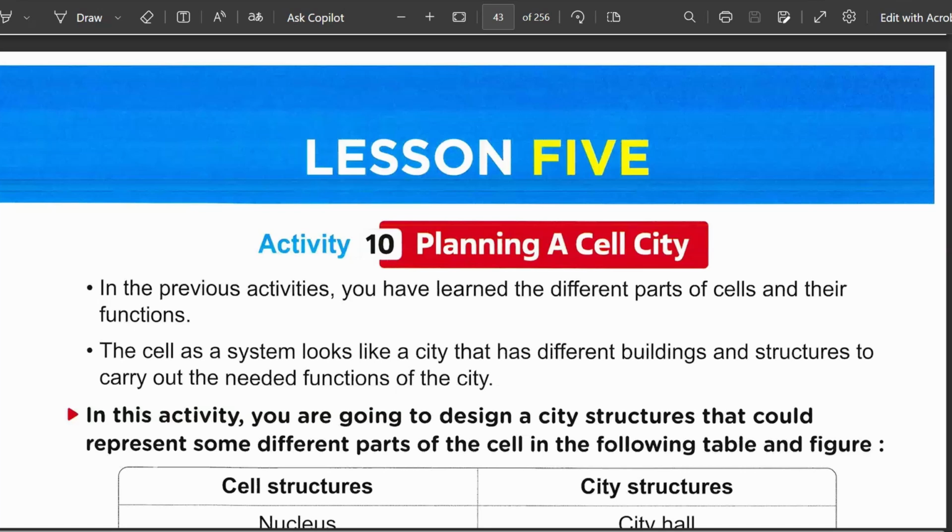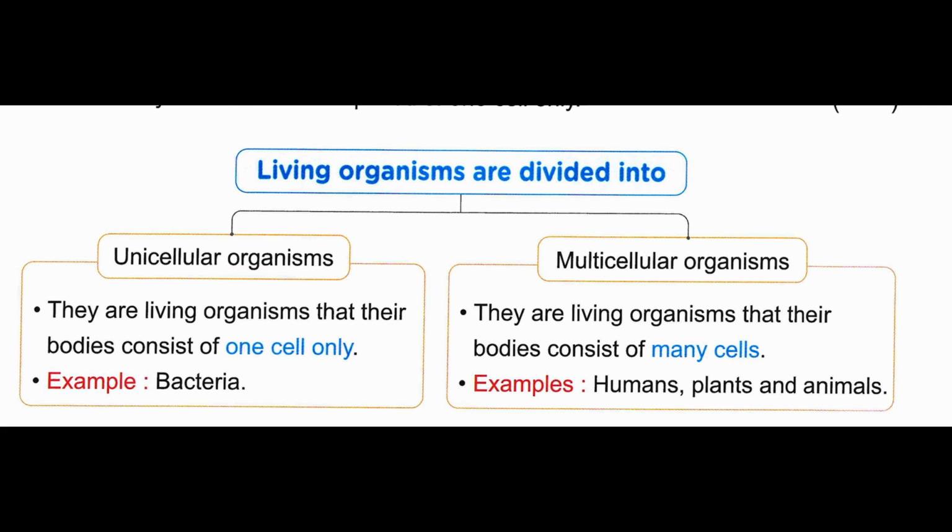And lesson 3 is very important. In lesson 3, we classified living organisms into two types, unicellular and multicellular. So, unicellular organisms are living organisms whose bodies consist of one cell only, like bacteria. While multicellular organisms like humans and cats and animals are living organisms whose bodies consist of many cells, millions of cells.